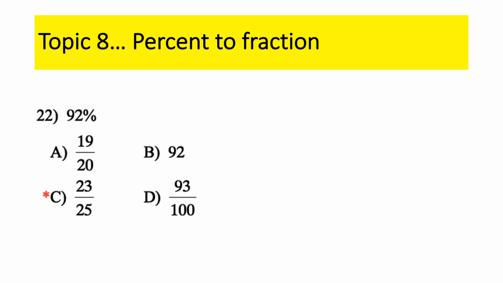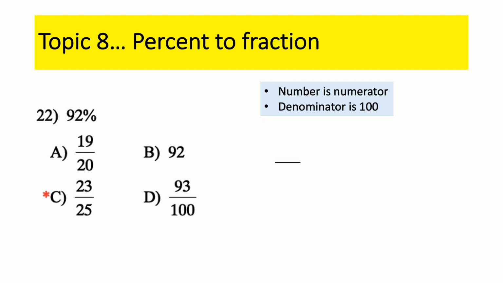All right. To change a percent to a fraction, the numerator is the percent. So 92 is the numerator. Your denominator is always 100 for percents. That's the definition of percent: a number compared to 100, or a number out of 100. Okay, we do need to reduce this. Let's see, 4 goes into both of those. So 23 over 25, answer C.